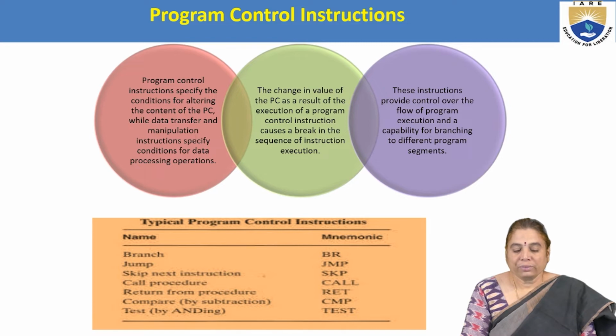So the flow of execution can be changed by using these types of instructions. This flow can be changed conditionally or unconditionally. Conditional branching means the condition is checked. If it is satisfied, then only the execution sequence of the program is altered. Unconditionally means without checking the condition, the sequence of the program execution can be altered.